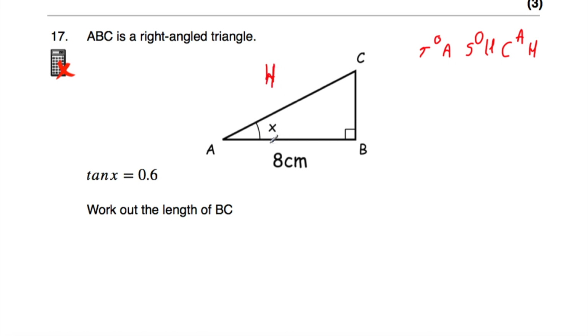Then we've got the angle, this angle x, so the side opposite it will be the opposite, and then the side left, this 8 centimeters, will be the adjacent. So we've labelled our sides, and let's have a look and see which ones we're going to be using. So we're going to be using the adjacent, that's 8 centimeters.